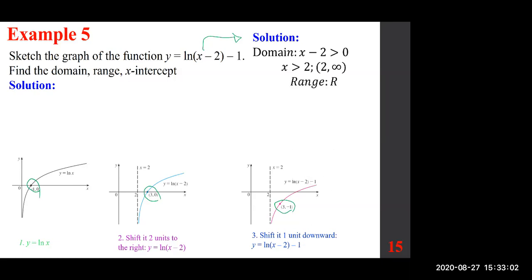What is the range? All real numbers. What is the y-intercept? We have none. What is the x-intercept? If you want to find the x-intercept, you have to set y equal to 0 and solve it. So let's do that. If we set it equal to 0 and solve, what happens? ln of x minus 2 becomes 1.